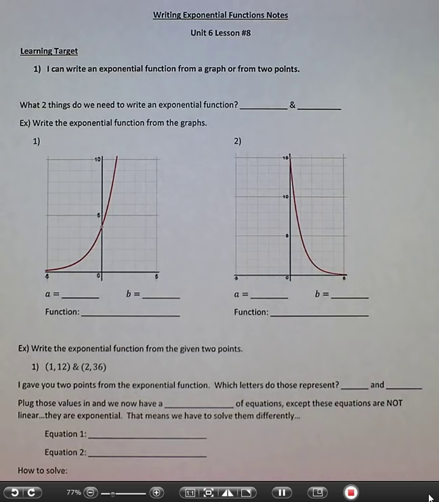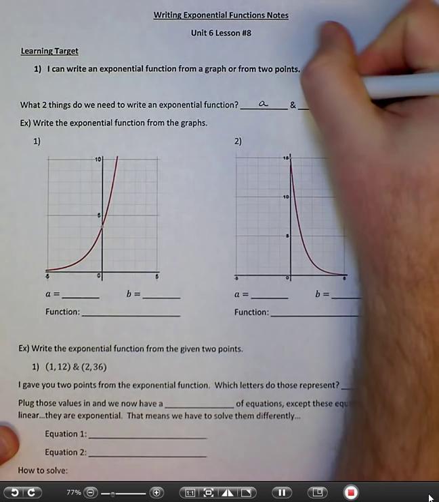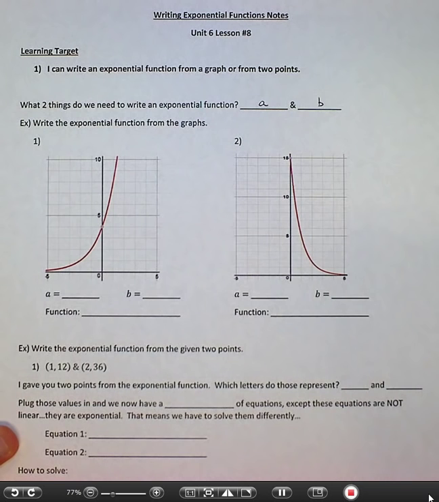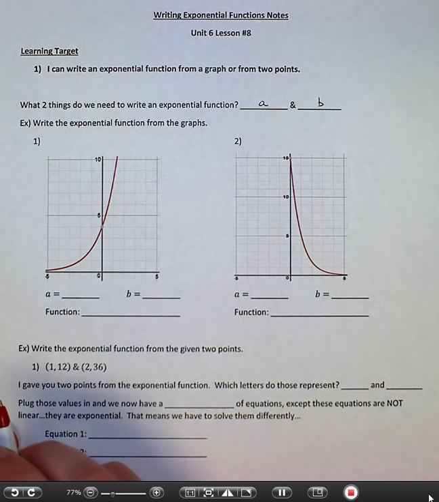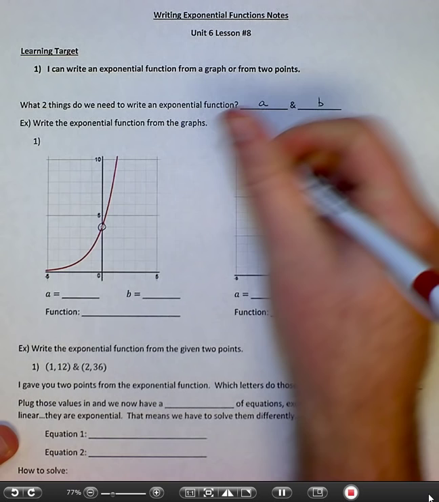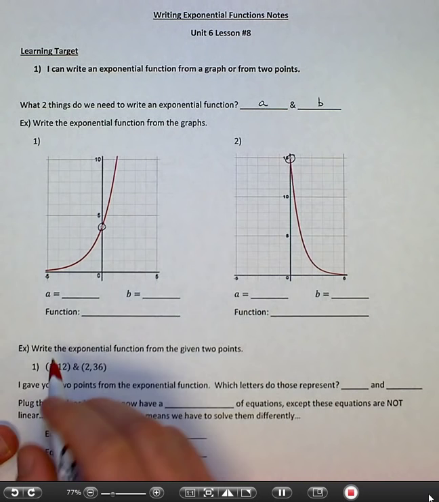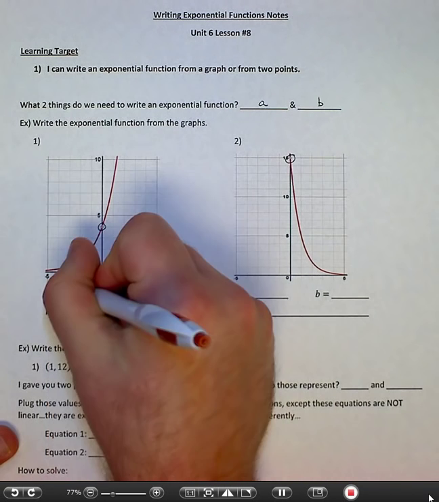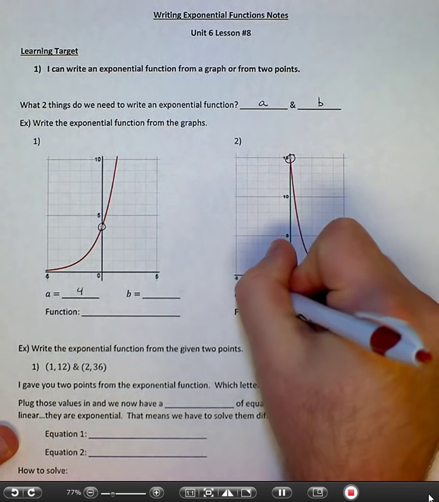So what two things do we need to write an exponential function? We learned this in Lesson 6. We need A and B. And I'm going to use what we did in Lesson 7 to help us with these first two. A, if you remember, the initial value is the y-intercept. So I can look at this and I can see my A value right there. My A value in this case is 4, and in this case over here, it's 15.